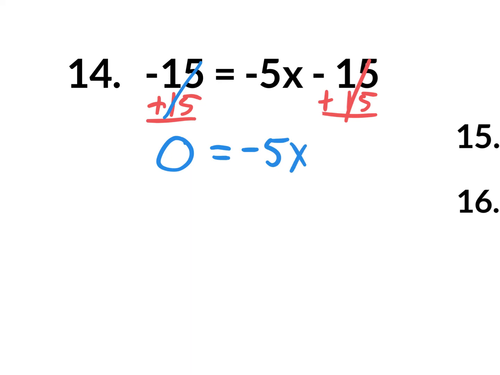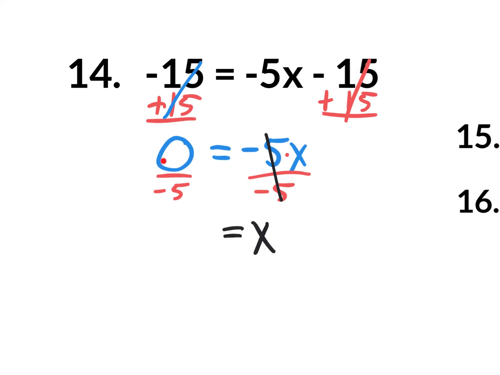Now, what does this mean that 0 equals negative 5 times x? So how do you get rid of the multiplication of negative 5? Well, you do the opposite, divide by negative 5. And what you do to one side, do to the other side, divide by negative 5. Now, here's where some students get confused. Yes, these guys cancel out. X is by itself. X equals what?